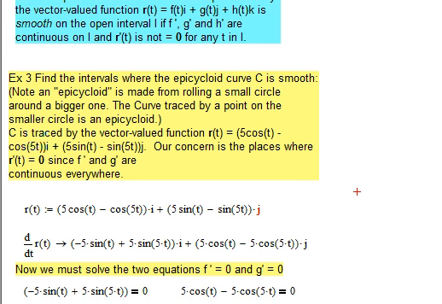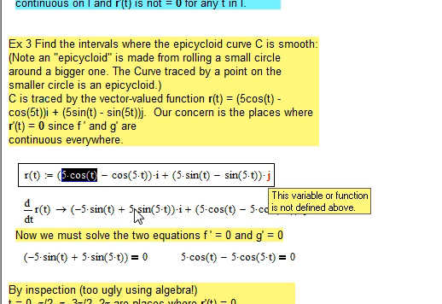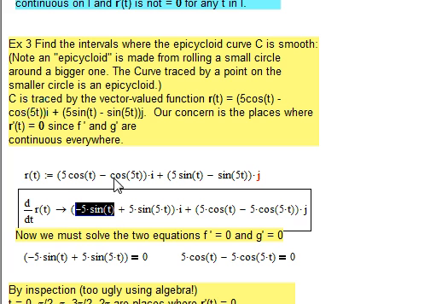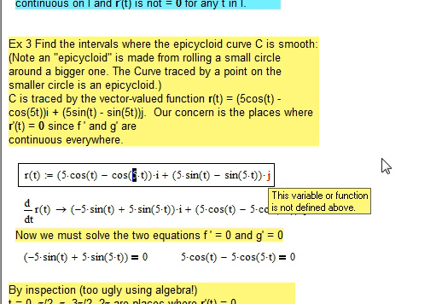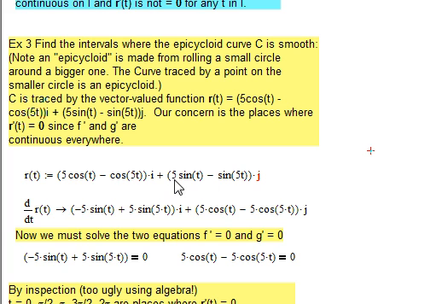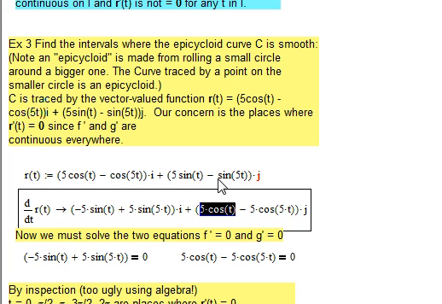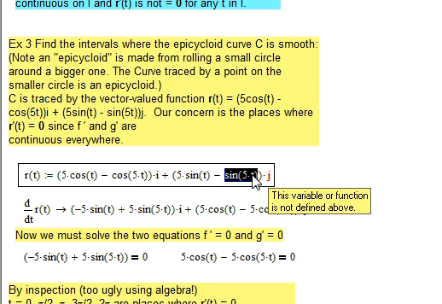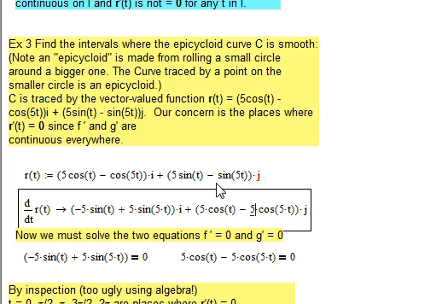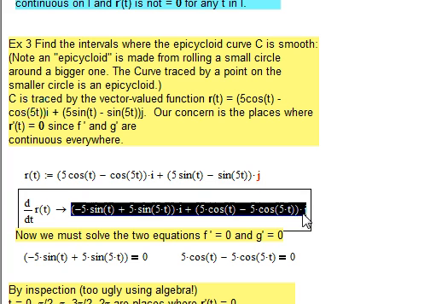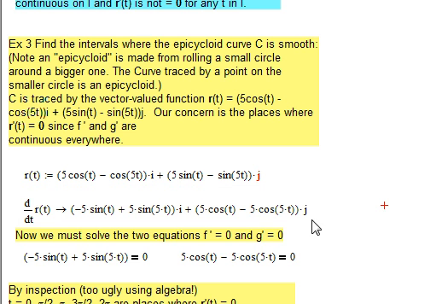And so what's the derivative of that r of t? Well, the derivative of 5 times cosine t is going to be negative 5 sine of t. The derivative of cosine of 5t is 5 times the sine of 5t. This 5 comes from the derivative of the inside part, just like it always did in Calc 1. So the derivative of 5 sine of t is 5 cosine of t, and the derivative of sine of 5t is 5 times the cosine of 5t, with the negative sign that was in front of the original problem. So here is the derivative of our vector valued function.